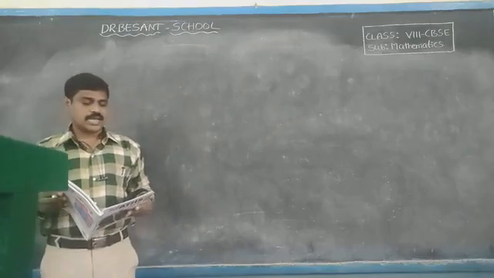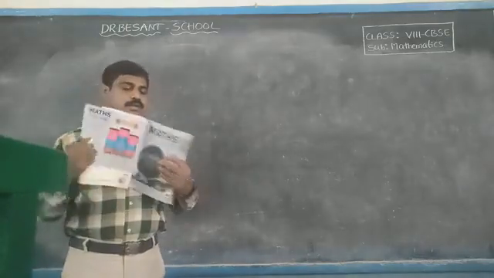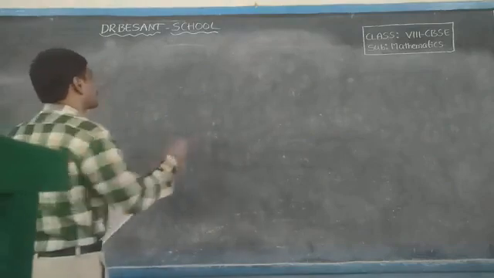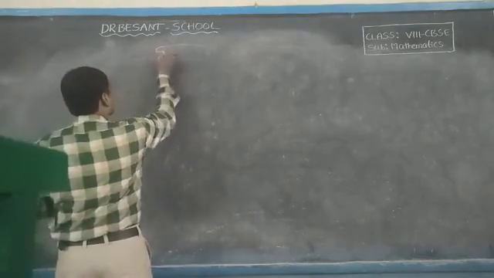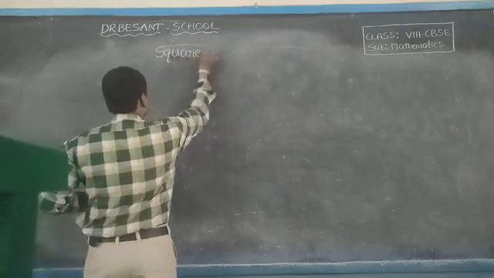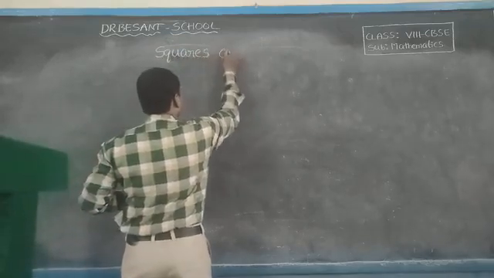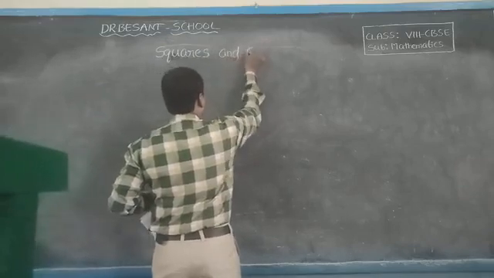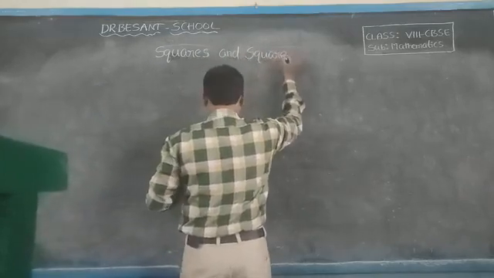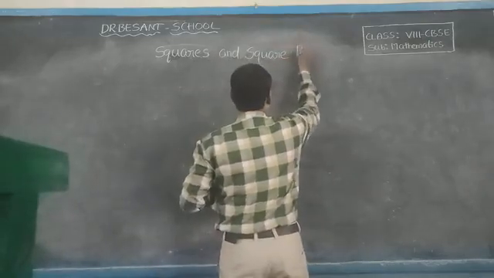Up to now, I have explained you second chapter. Now, today onwards, I will explain third chapter. Third chapter, squares and square roots.